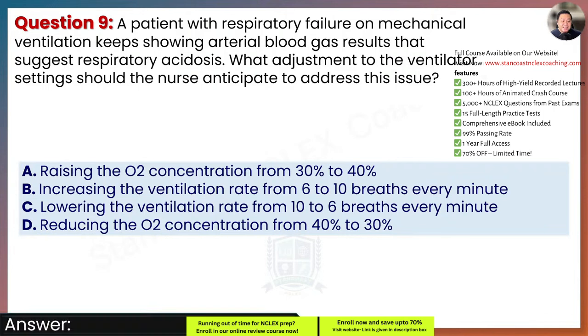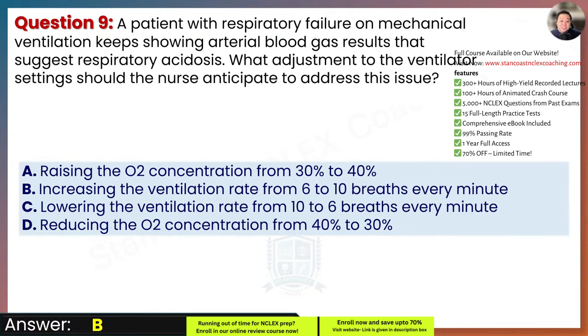The answer is letter B. And why is letter B the correct option? Well, when you are managing a patient on mechanical ventilation, it's all about balancing the oxygenation and their ventilation.